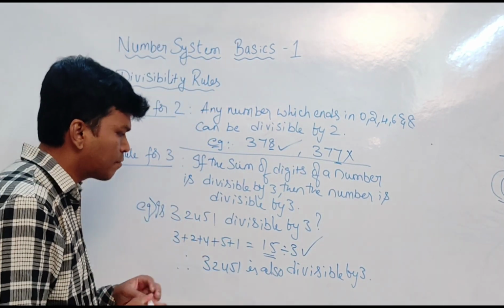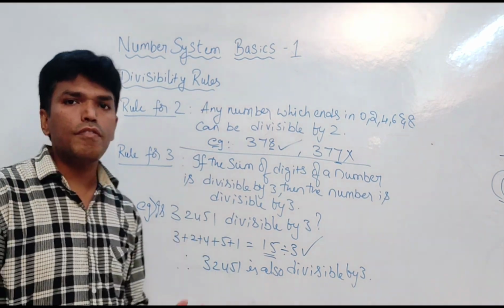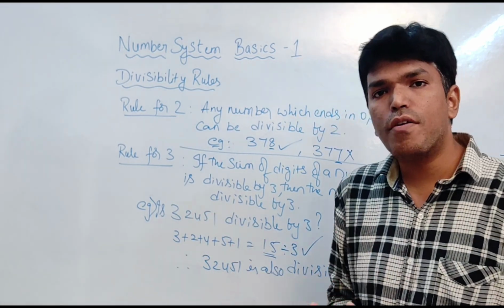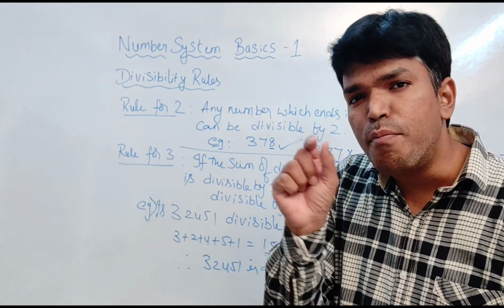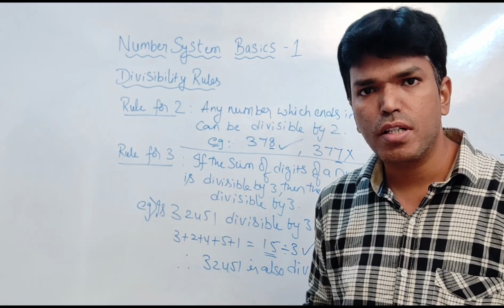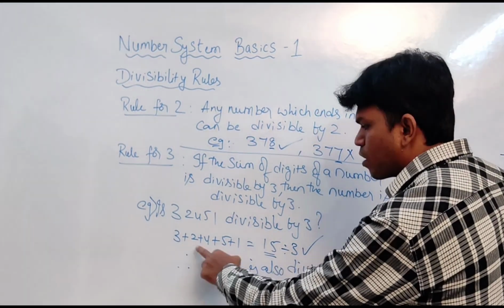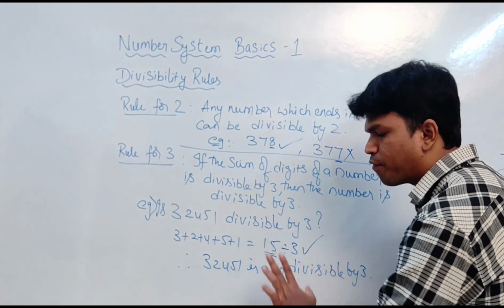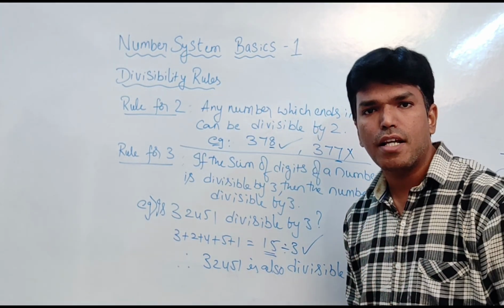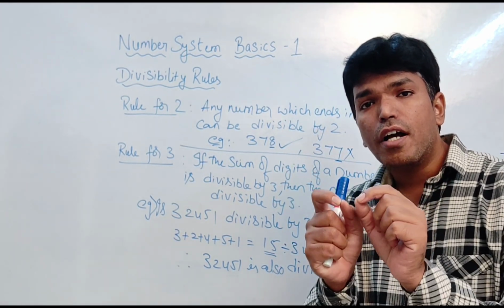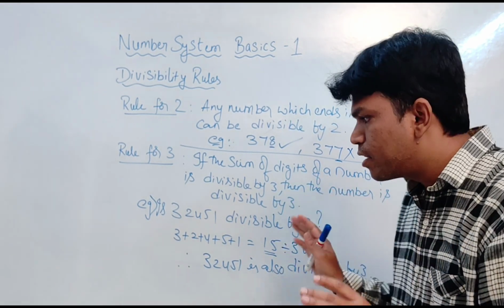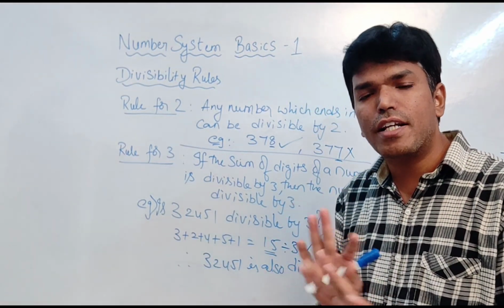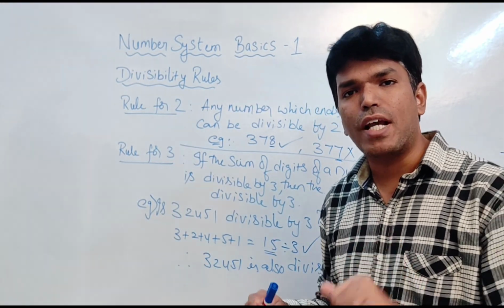Simple. I repeat. I want to check whether 32,451 is divisible by 3 or not. I have to check whether the sum of the digits in the number is a multiple of 3. 3 plus 2 plus 4 plus 5 plus 1: 3 and 2 is 5, 5 and 4 is 9, 9 and 5 is 14, 14 plus 1 is 15. Is 15 coming in the 3 table? Yes. Since 15 is a multiple of 3, the entire number is divisible by 3. If it is not, then it cannot be divisible. My dear friends, like that.